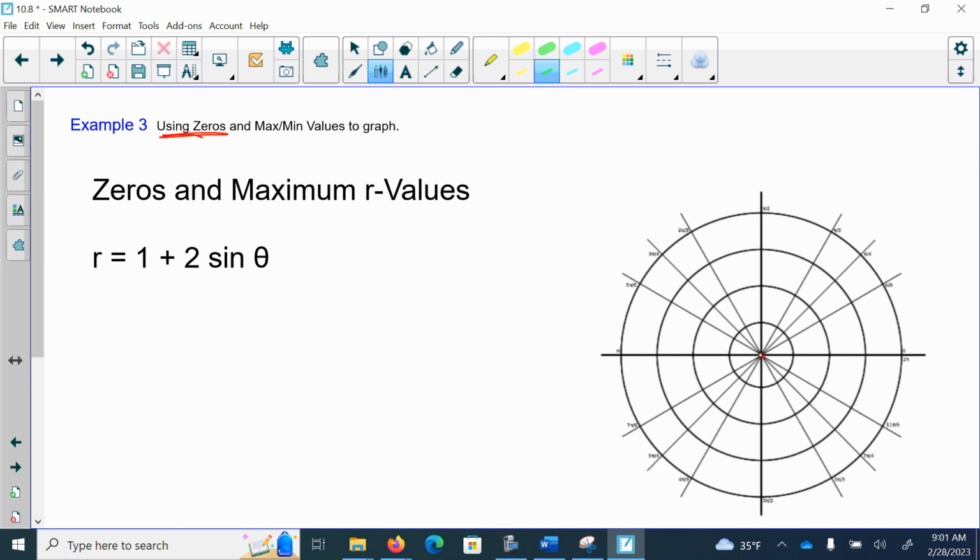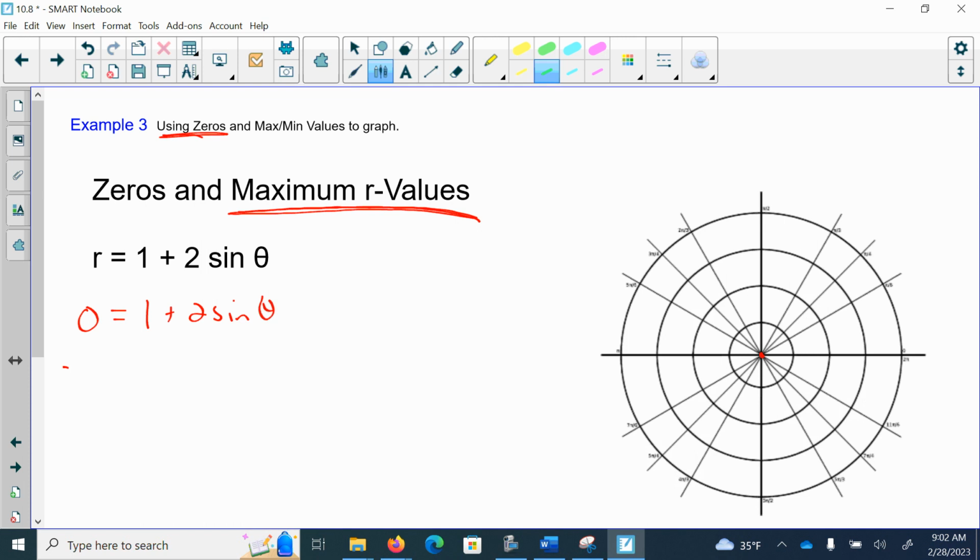In other words, at what angle I have a 0. Then my max and my min r values are going to be key, especially when I go to sketch my rose curve. So this one, let's find the zeros. To find the zeros, you're going to set 0 equal for r, because you want your radius to be 0. 1 plus sine theta.